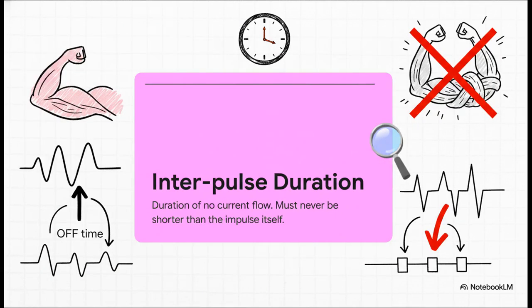Of course, equally important is the off time, also known as the interpulse duration. This is the rest period where absolutely no current is flowing. And there is a golden rule here. The interval between impulses must never, ever be shorter than the impulse itself. In fact, it needs to be appreciably longer. If you keep shocking a muscle without giving it sufficient time to recover, well, you're going to cause severe and rapid fatigue, which defeats the whole purpose.